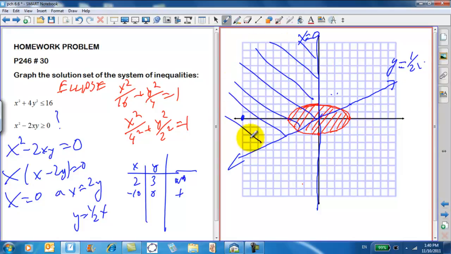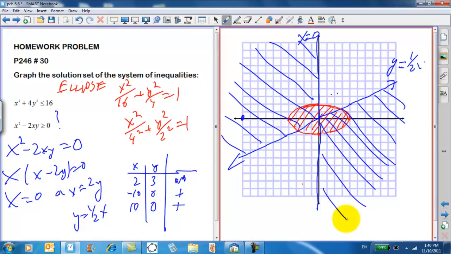Notice the x-axis itself is not a dividing line of the regions. Let's try 10, 0. 10, 0 also works. 10 squared minus 2 times 10 times 0 is 100. That's greater than 0, so yes, that works. So everything there gets shaded as well. I suspected that was going to alternate, but let's make sure; we'll try negative 2, negative 3. That ends up being 4 minus 12, so negative 8. That's negative, and we want it to be greater than 0, so that doesn't work.